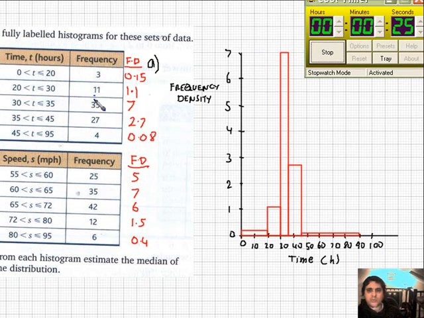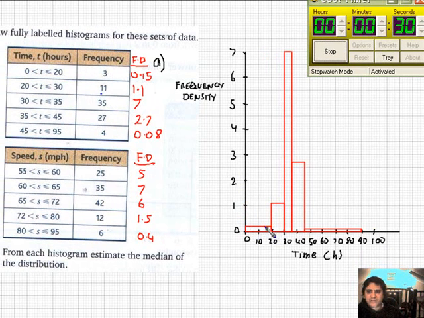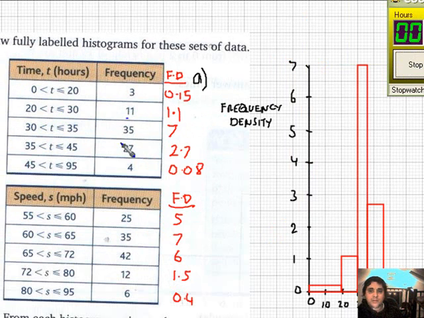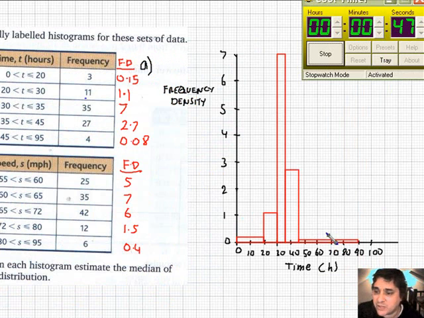3 over 20 was 0.15. And there's the bar there for 0.15. Here it's a 0.2 really. I can't get any more accurate than that. The next one, 11 divided by a width of 10, 1.1. 35 divided by a width of 5, 7. And so I carry on all the way down the table of data and plot the histogram appropriately.